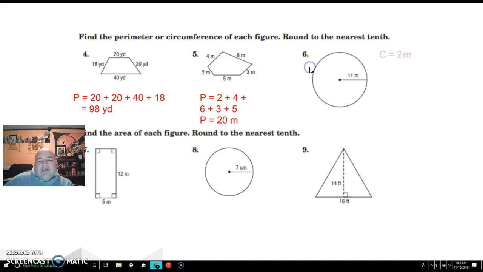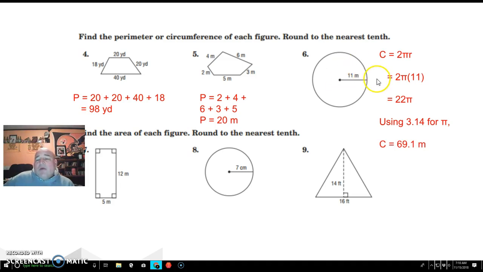Finally, for number 6, it's a circle, so we're going to use the formula 2 pi r. R, of course, stands for the radius, and the radius of the circle is 11. So it's 2 times pi times 11. That's 22 pi. Sometimes we'll leave the answer in terms of pi. It's the exact value. In this case, they ask us to round to the nearest tenth. So using 3.14 for pi, we get 69.1.